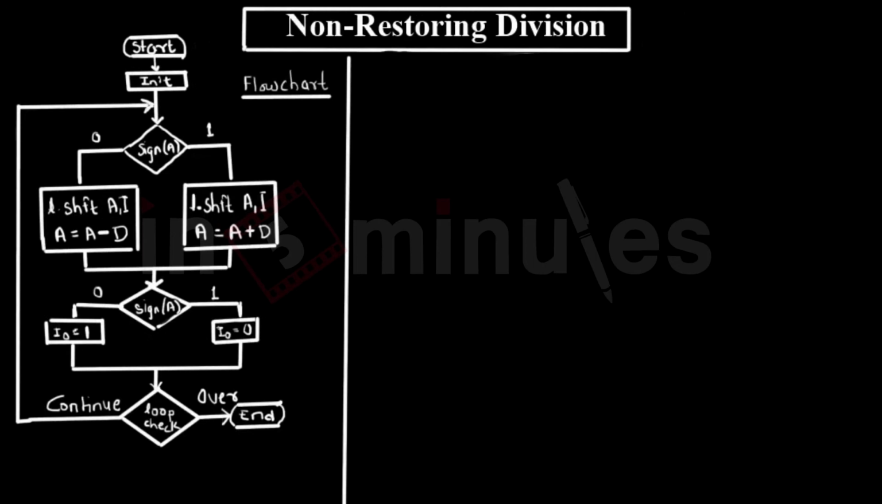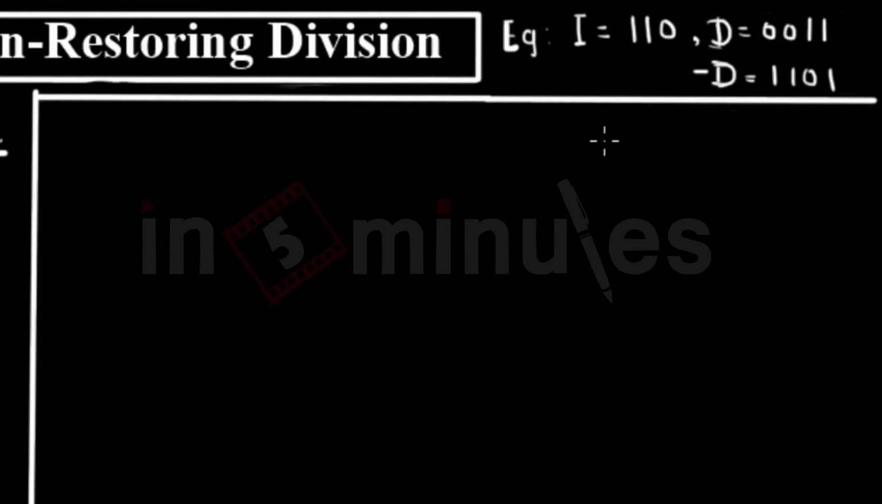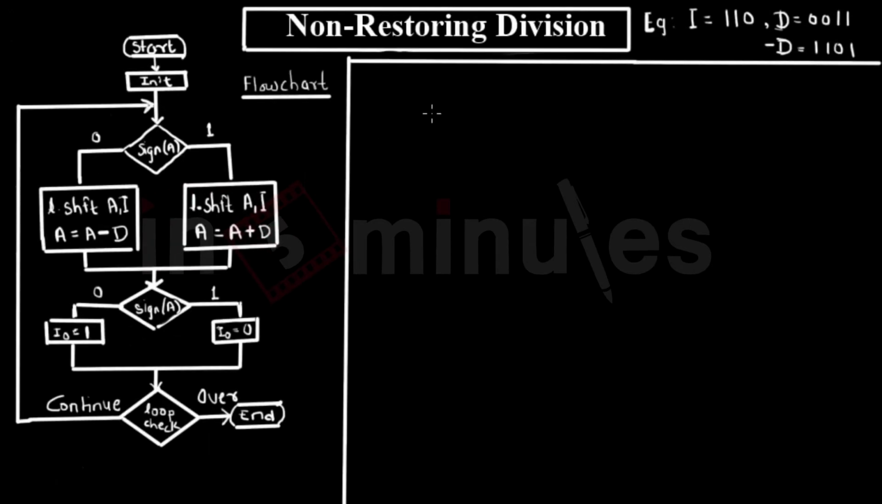Now let's take one example. We have integer dividend 110, that is 6, and divisor of 3. So let's perform this division using non-restoring algorithm. Initializing the registers A and I. A is 4-bit 0, I is 110. This is the initialization step, and we have done initialization.